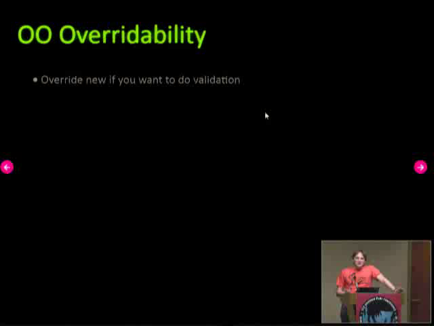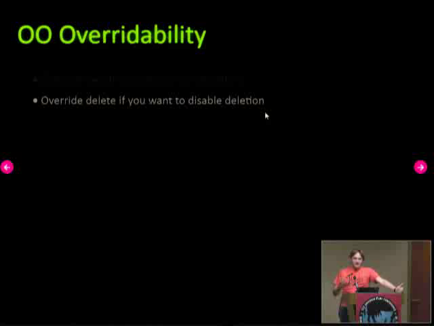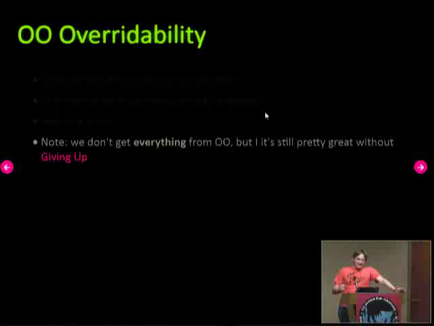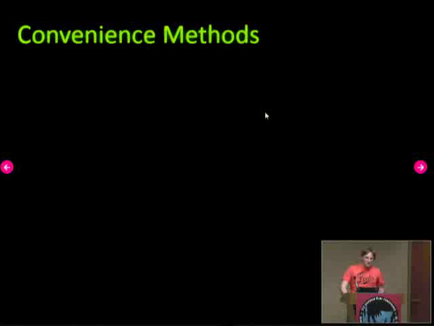So one of the cool things you get with ORMs in general is OO overrideability. So you can override new if you want to validate that someone passed something. You can override delete if you want to say you can't delete these things at all, ever, etc. This is not quite 100% true. There are things that we don't get from straight OO, like with a Kyoku or something like that. But it gets us pretty far. So it's still really handy.